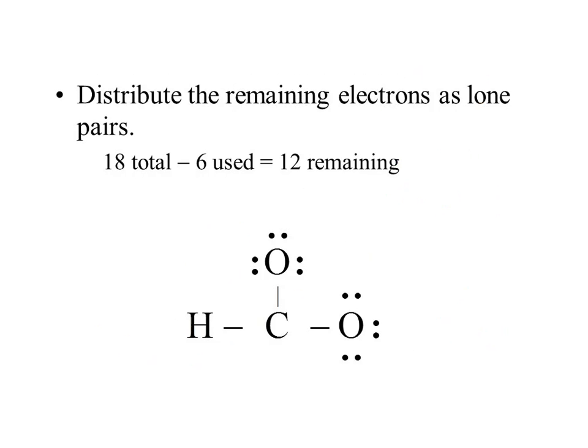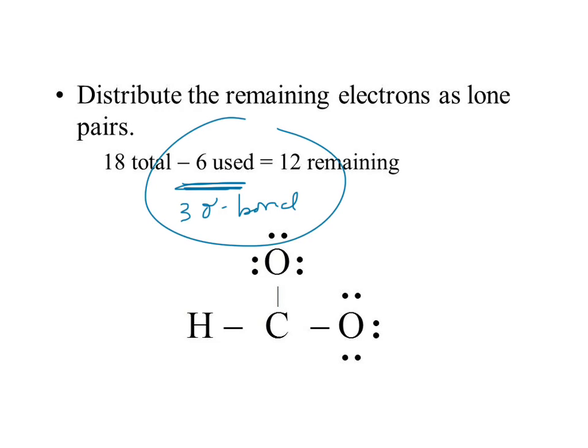Notice that on our preliminary structure, the previous slide, it had 3 sigma bonds. You had carbon in the middle, a sigma bond to oxygen, and a sigma bond to hydrogen. So 3 sigma bonds is 6 electrons. Now our pot was 18, so 18 minus 6 is 12. So we have 12 electrons left. We've got to use them.